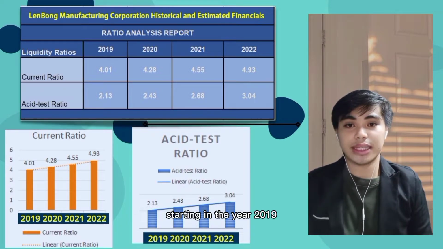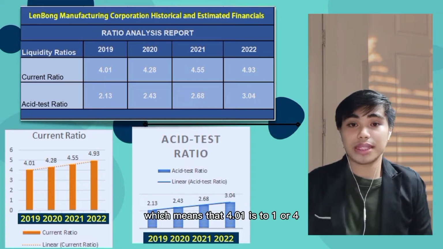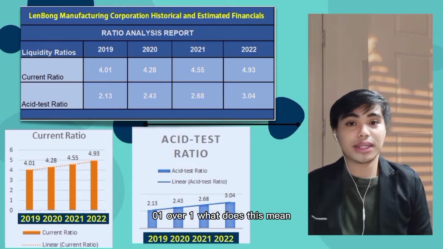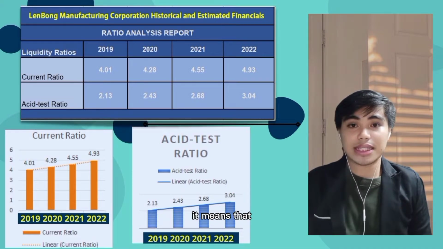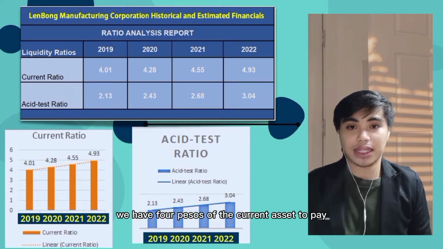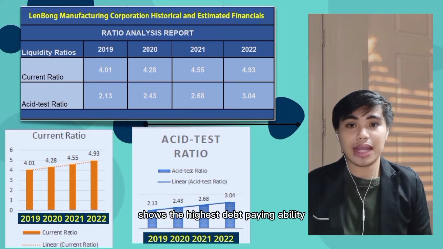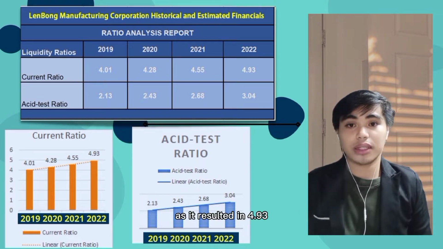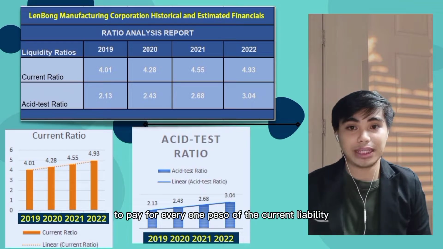Starting in the year 2019, the current ratio resulted in 4.01, which means 4.01 to 1, or 4.01 over 1. What does this mean? If the current ratio is 4.01 over 1, it means that for every 1 peso of current liability, we have 4 pesos of current assets to pay. Going forward, 2022 shows the highest debt paying ability as it resulted in 4.93. So we have 4 pesos and 93 centavos to pay for every 1 peso of current liability.